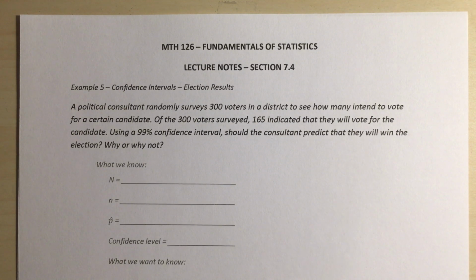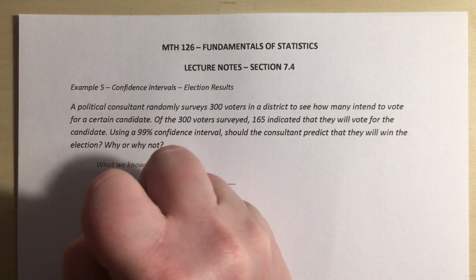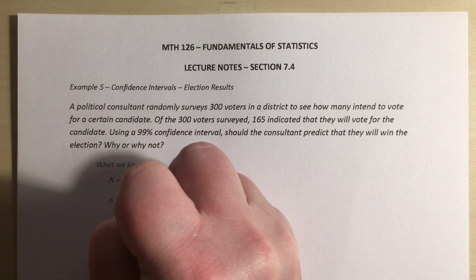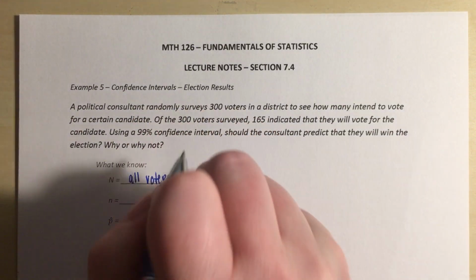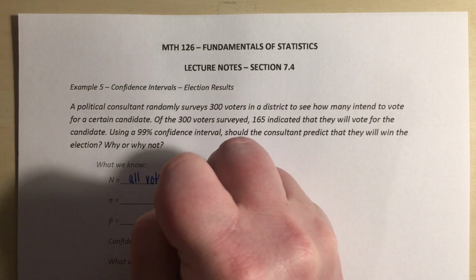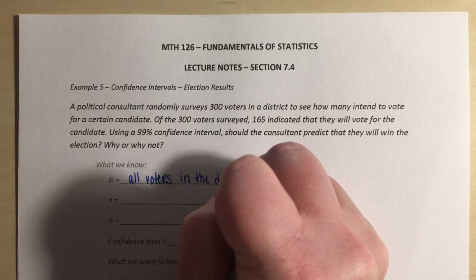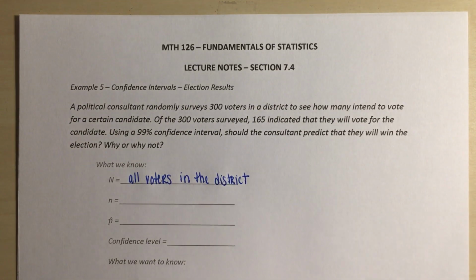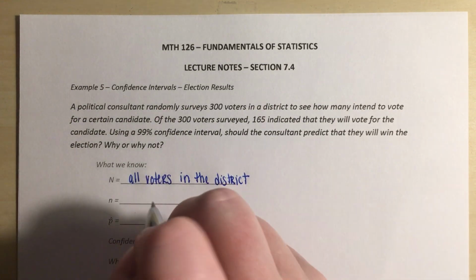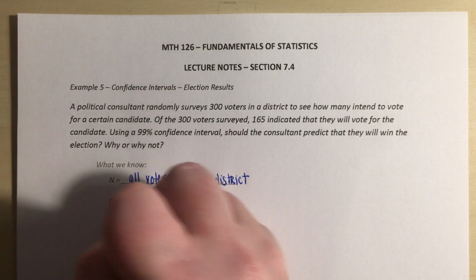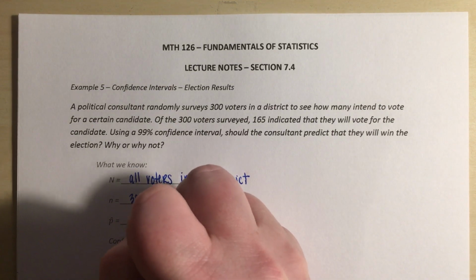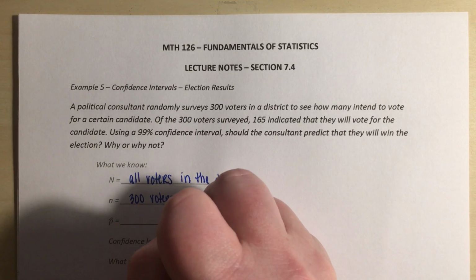Why or why not? So capital N, all voters in the district. Lowercase n, our sample size: 300 voters surveyed.